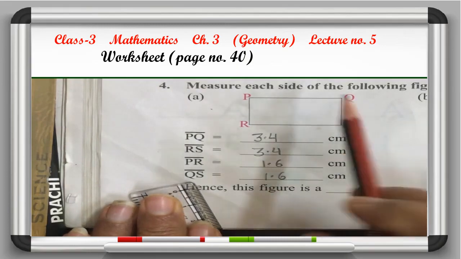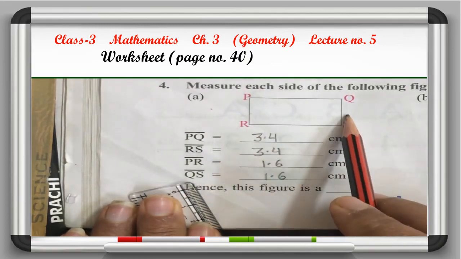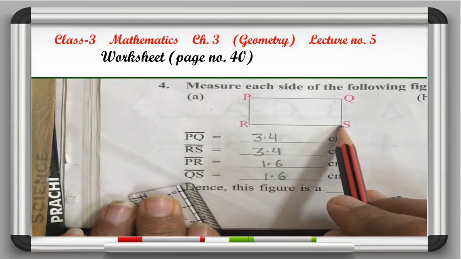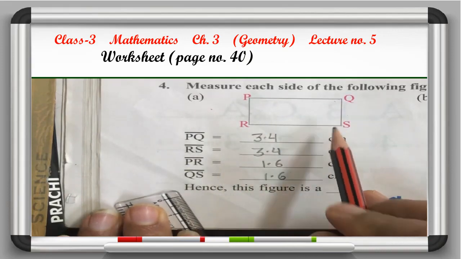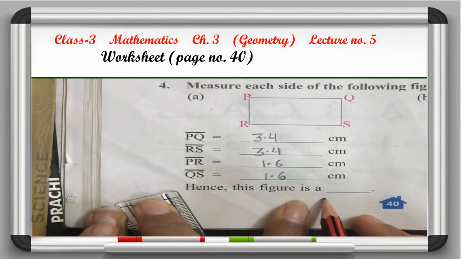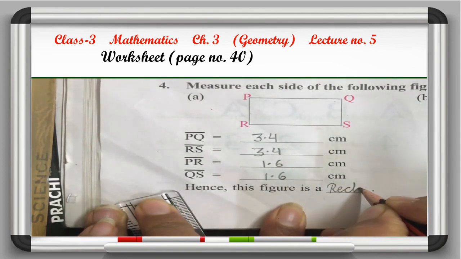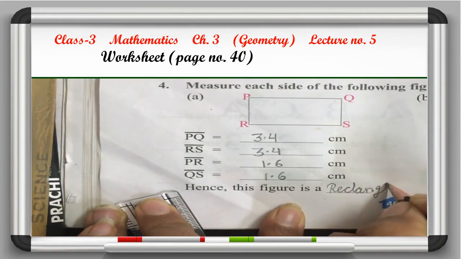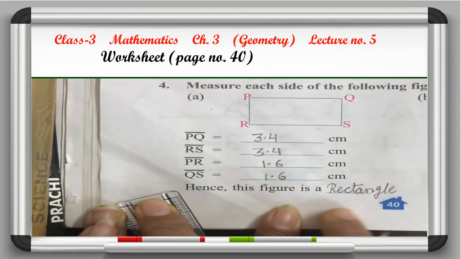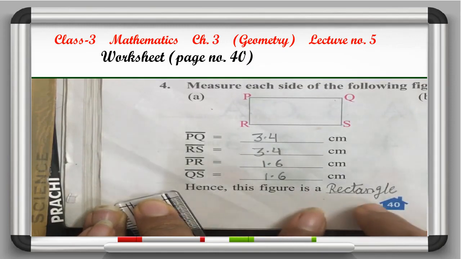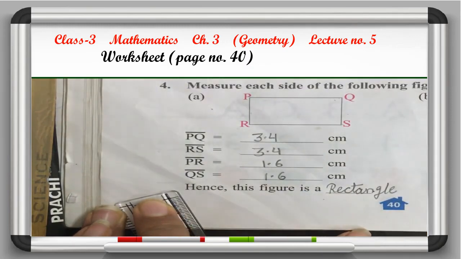Okay, so here beta, this side is equal to this side, and this PQ line segment is equal to line segment RS. Okay, so this figure is a rectangle because the opposite sides are equal. Okay, so here we will write rectangle, R-E-C-T-A-N-G-L-E. So this figure is a rectangle. Okay.